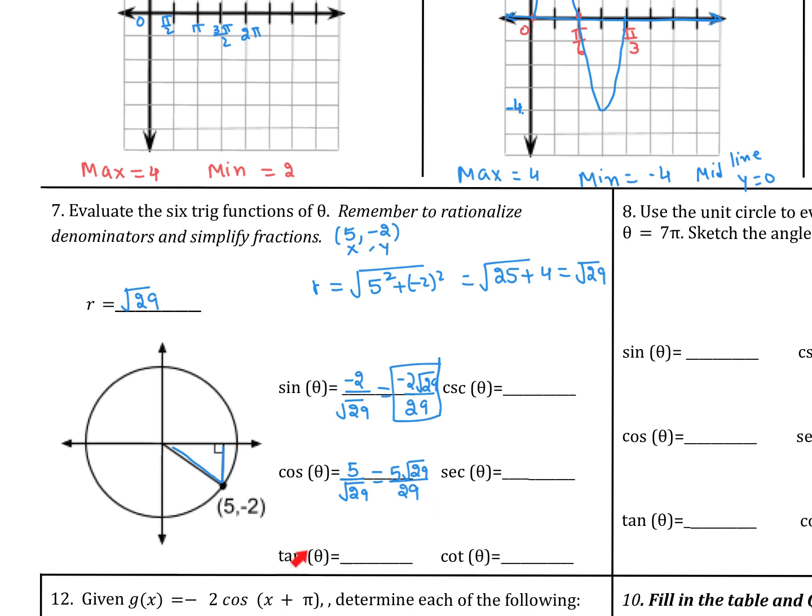Tangent is y over x. Y over x means negative 2 over 5. Cosecant is r over y, so square root 29 over y. Secant is r over x. Cotangent is the opposite of tangent.